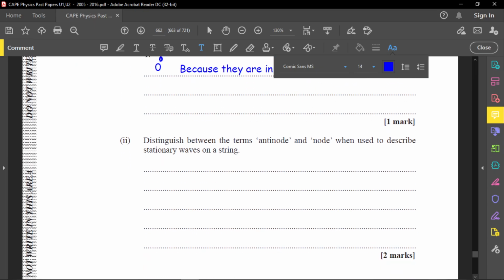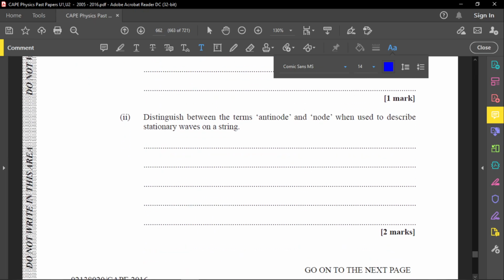It said distinguish between the term antinode and node when used to describe stationary waves on a string. So let's talk about what the antinode is and what the node is. I will also draw a diagram to see this, but let's distinguish between them real quick first. When you talk about an antinode, you're talking about the maximum point, or the maximum displacement.